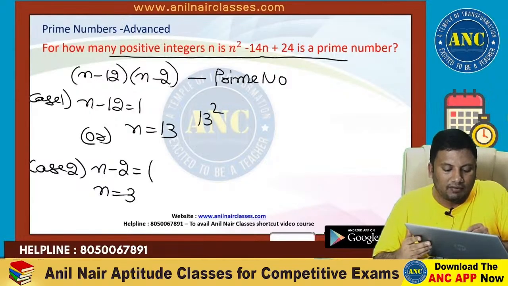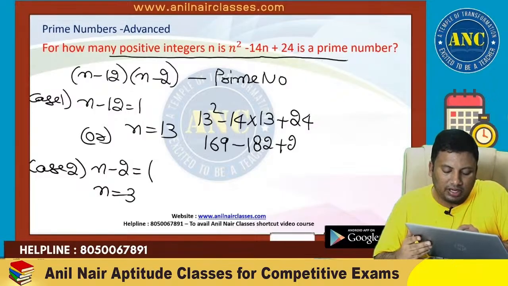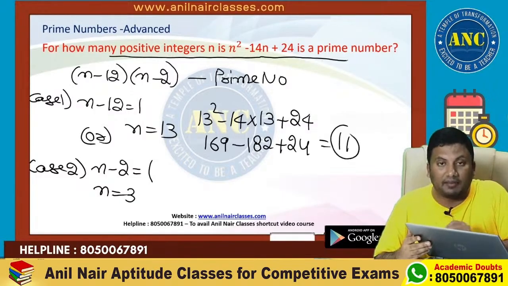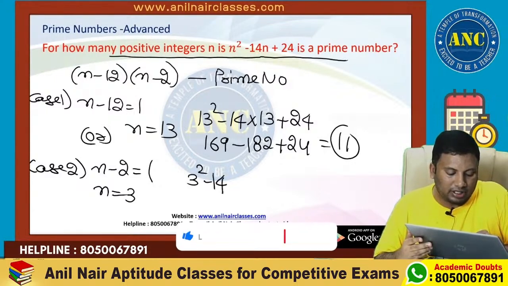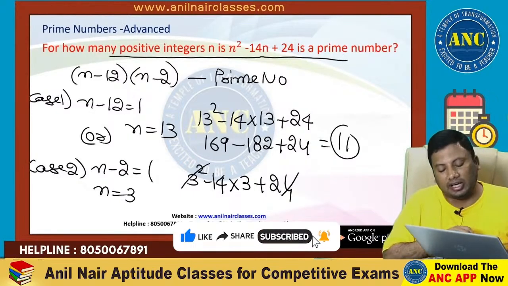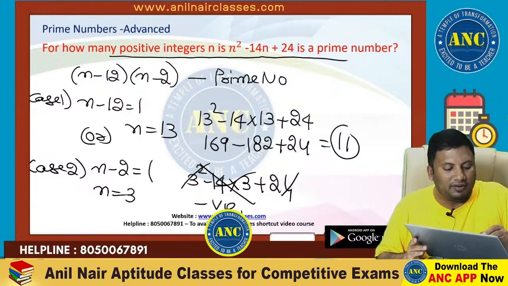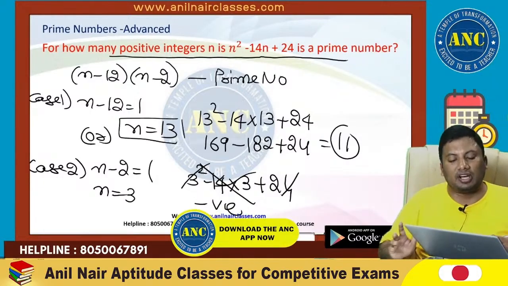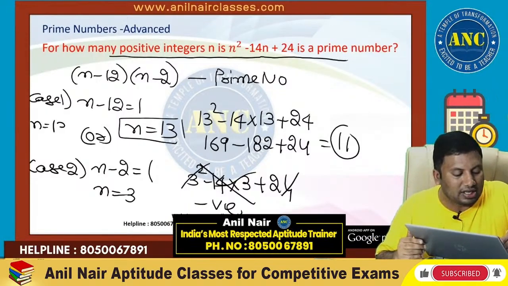So 13 square minus 14 into 13 plus 24: 169 minus 182 plus 24 is 11. 11 is a prime number. For n equal to 3, 3 square minus 14 into 3 plus 24 is 9 plus 24, 33 minus 42, a negative number, not possible. How many values can n take such that this number is a prime number? One value. And what is the value of n? It is nothing but 13.